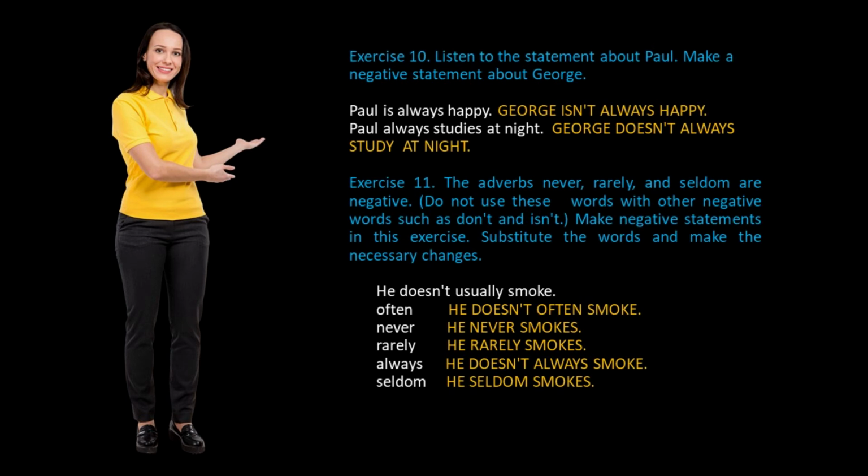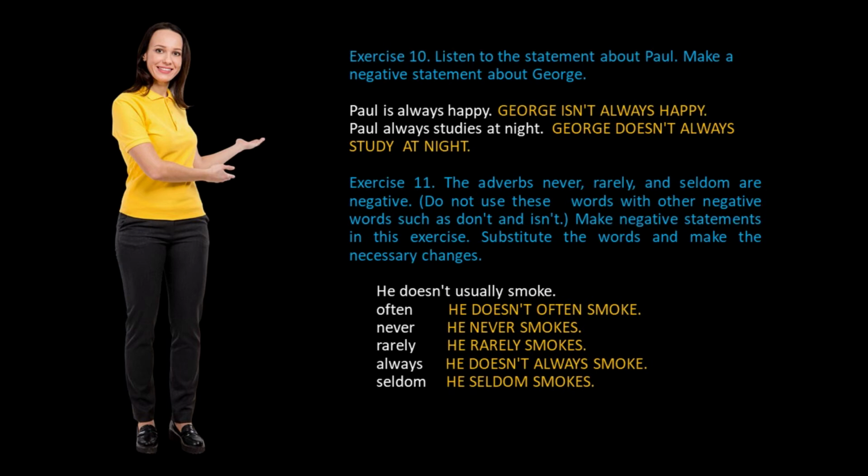Exercise 10. Listen to the statement about Paul. Make a negative statement about George. For example, Paul is always happy. George isn't always happy. Paul always studies at night. George doesn't always study at night.